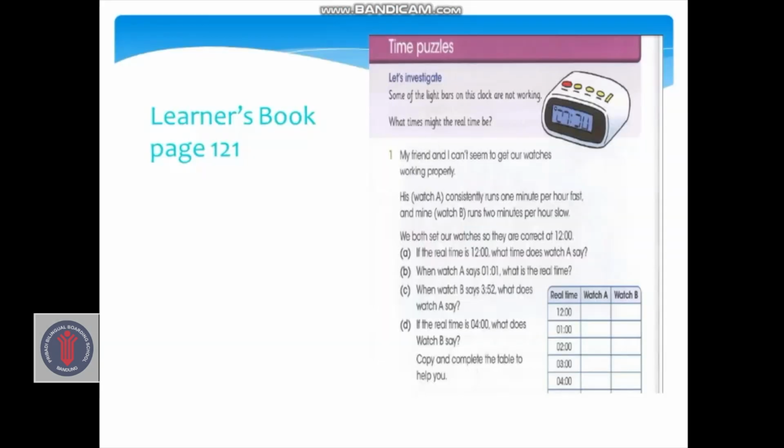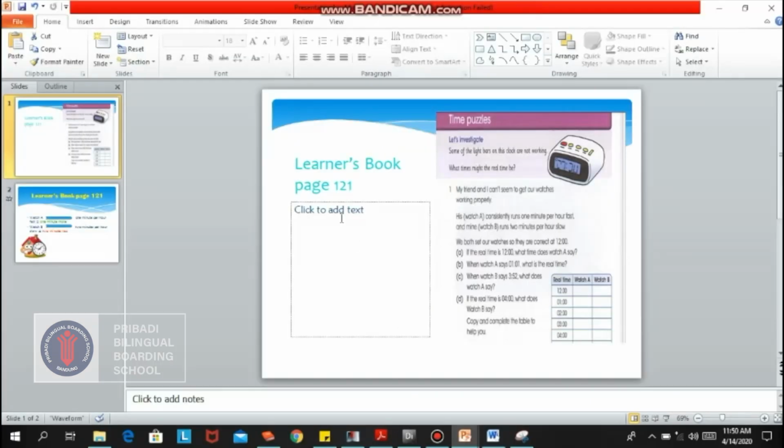Look at this one. His watch A consistently runs 1 minute per hour fast, and watch B runs 2 minutes per hour slow. Look at A. If the real time is 12, what time does watch A say? Watch A, remember, it's 1 minute per hour fast. It means 1 more minute. So from 12, we just add 1 minute. So for A, the answer is 12:01.